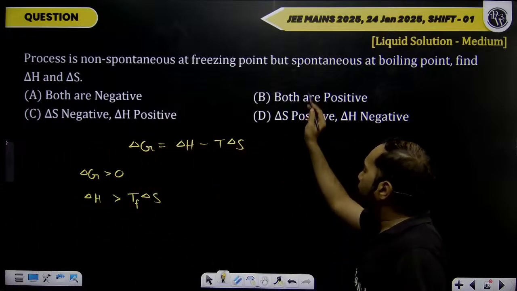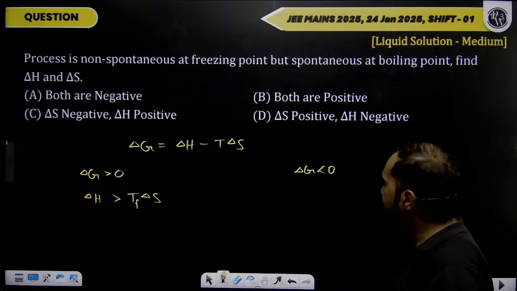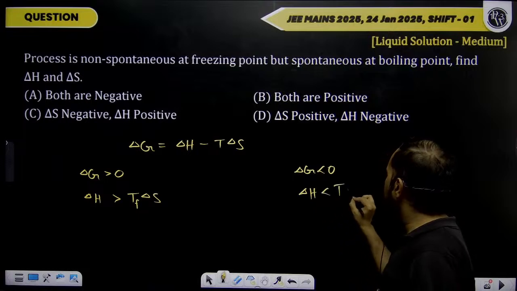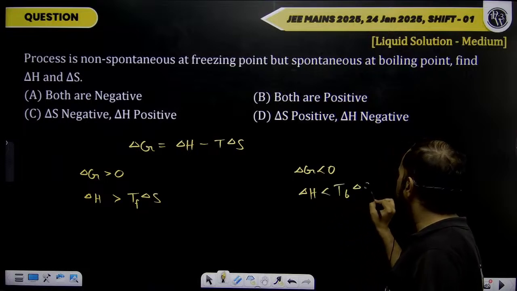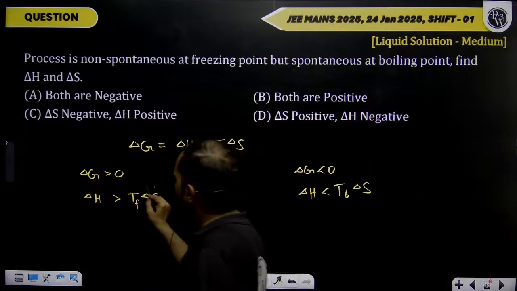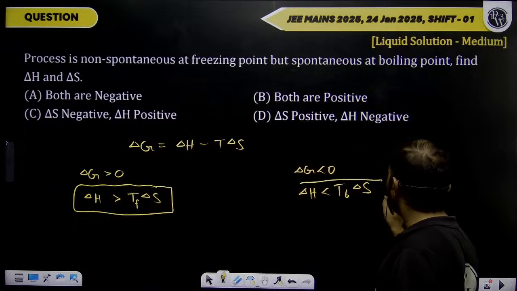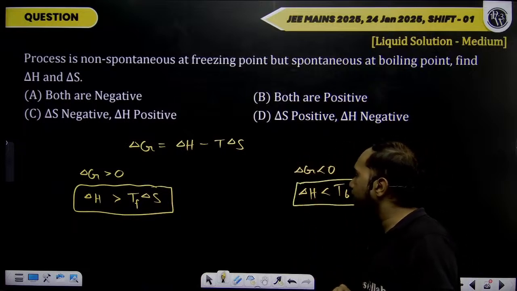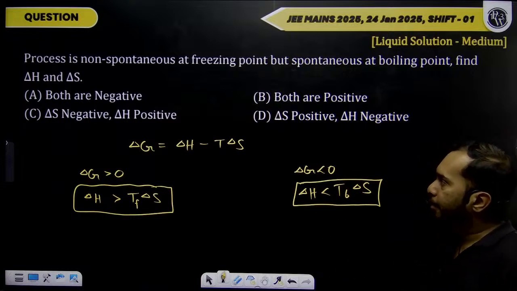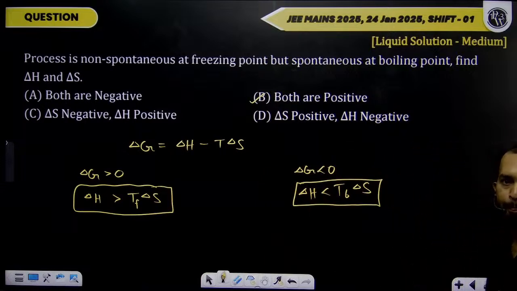Okay. Now for the boiling point, the process becomes spontaneous. Delta G will become less than 0. So here we will get that delta H will be less than TB delta S. TB is the boiling point. So this and this condition can only be possible if both the values of delta H and delta S are positive. If both are positive, then only this can be achieved, right? So the answer for this question will be B.